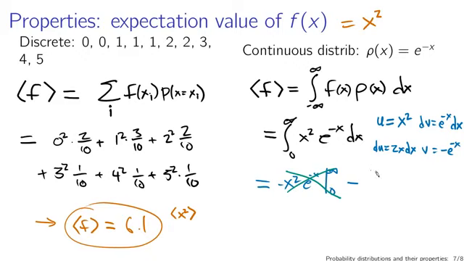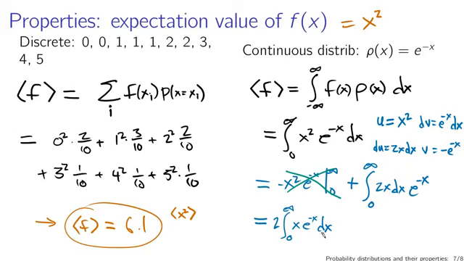The second part of our integration by parts is minus the integral from 0 to infinity of the parts here with the differentials in them. 2x dx e to the minus x with a minus sign, so I'm going to change this minus sign to a plus sign. This integral, I'm going to pull the 2 out front. 2 times the integral from 0 to infinity of x e to the minus x dx.